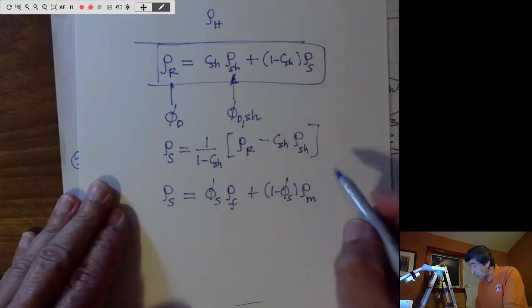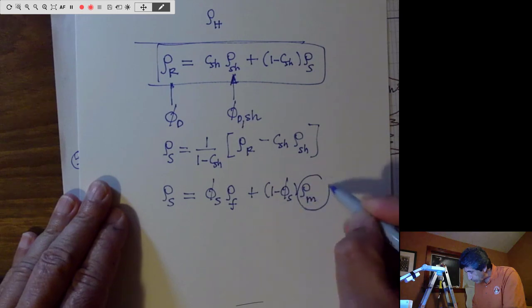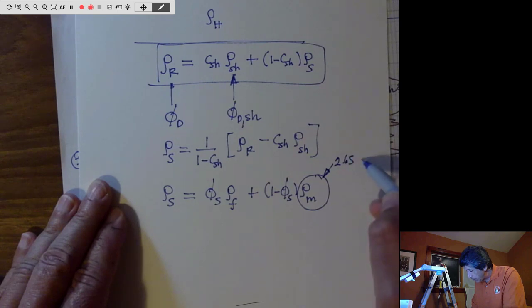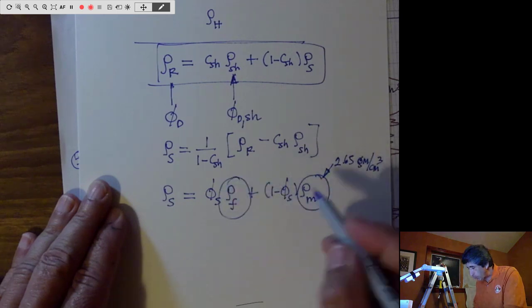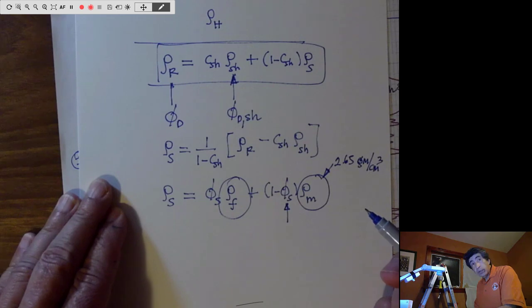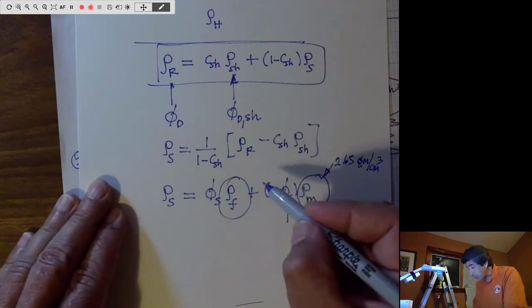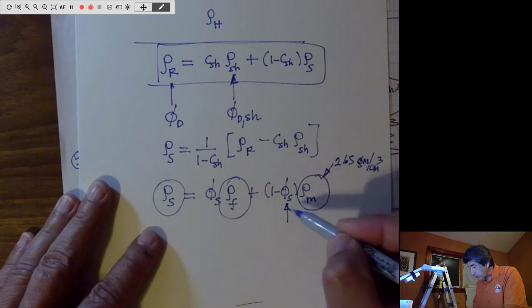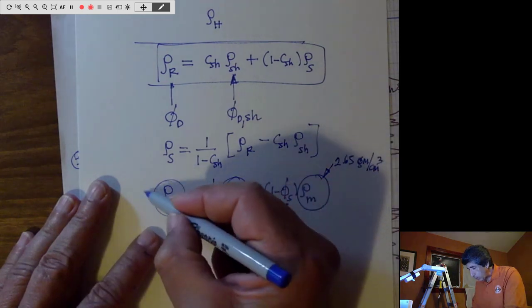Because we are in a siliciclastic sequence here, this density of the matrix would correspond to the density of quartz, which is 2.65 grams per cubic centimeter. And the density of the fluid, that's what we want to get. And the density of the sandstone, that's what we calculated before. And of course, the porosity of sandstone is what we calculated before, and the density of the sandstone comes from here.